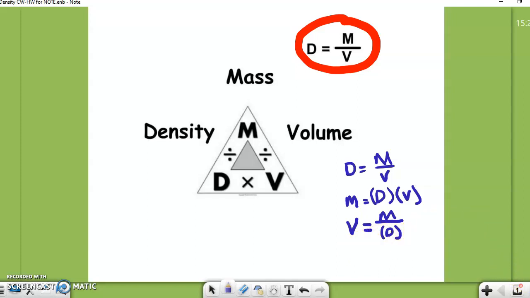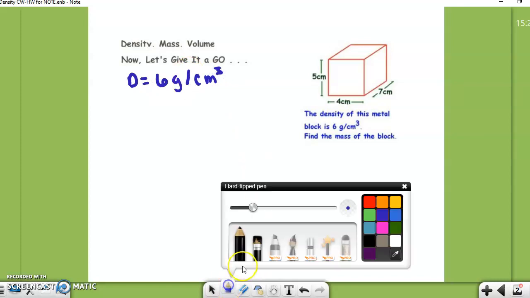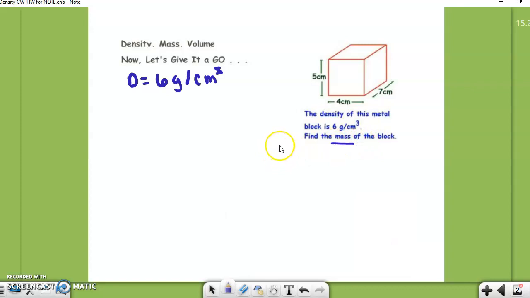All right, let's look at a few problems together. Here we go. I'm being told the density of this metal block is, so I already know what D equals. Density is 6 grams per cubic centimeters. And that's a very common unit of measure for density. Okay, and I have to find the mass of the block. So I'm thinking about my formula, and I'm thinking, okay, I've got the density piece, and I need the volume piece.